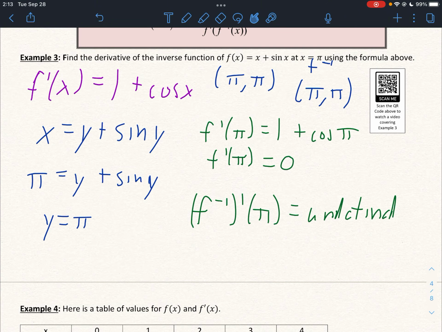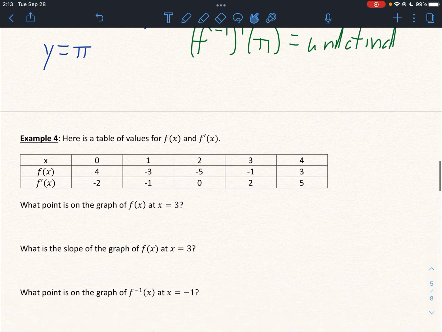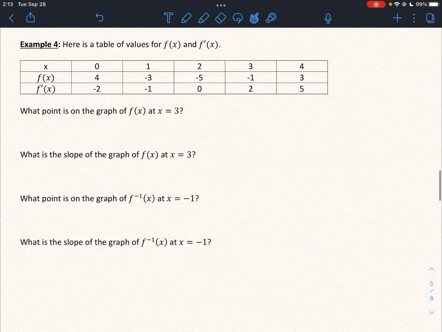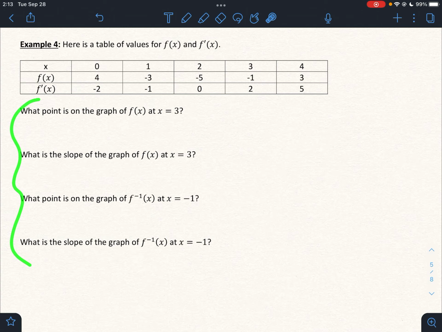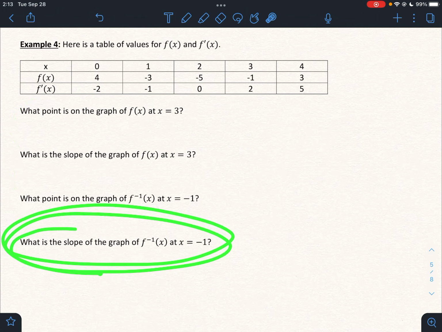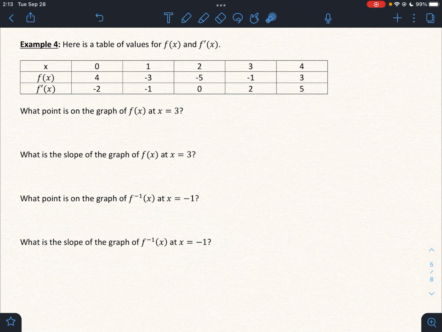More often than not, on AP problems, you're going to see things like this, a table of values. The question is not going to be written in 4 steps like this. The question will probably just be this, and it's our job to figure out what it's asking. But this is the thought process you would go through.